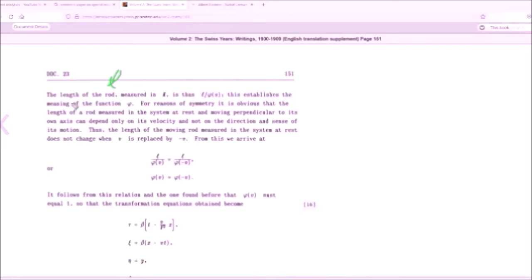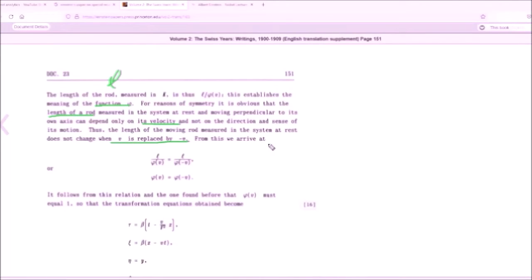This establishes the meaning of the function L. He wants us to say the function L will transform the distances. For reasons of symmetry, it is obvious that the length of the rod measured in the system at rest and moving perpendicular to its own axis can depend only on its velocity and not on the direction and the sense of its motion. Thus, the length of the moving rod measured in the system at rest does not change when v is replaced by minus v.